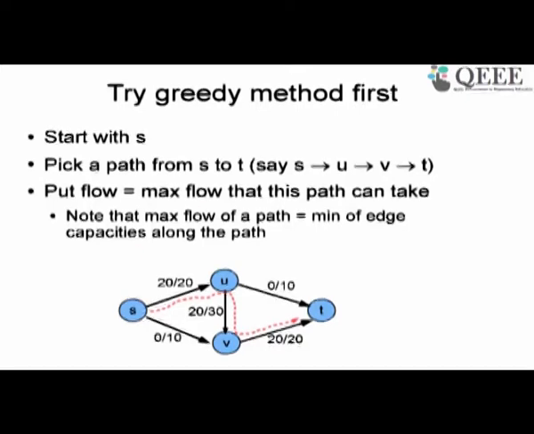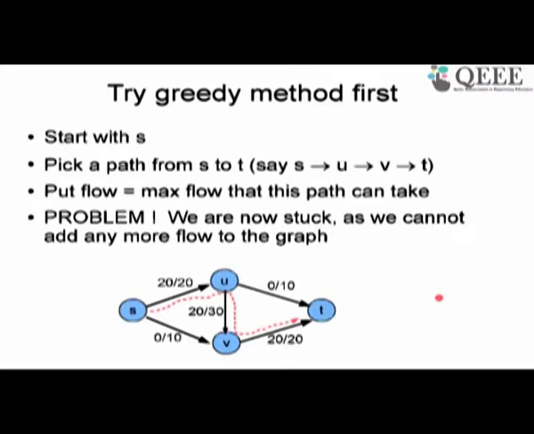Now can I somehow increase this flow from 20 to 30? This is the question I'm asking. By adding another path to it or something, can I increase it? But the problem we have now is that we are stuck. Why are we stuck? I really can't add any more flow. In this direction I can't add a flow because this edge is already at capacity. This has 20 capacity, I am putting 20 flow, there is nothing further I can put.